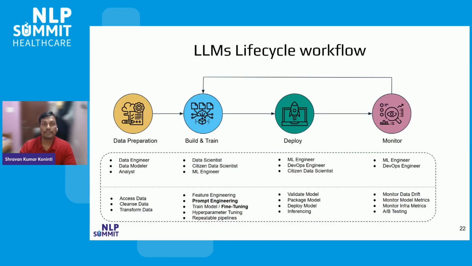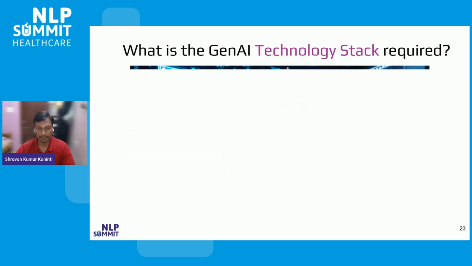Now, this is what the LLM life cycle workflow looks like. It has, again, similar stages to what I showed in the previous slides, the ML life cycle workflow, which has data preparation, building and training the model, deployment, and monitoring. Right? So if you look here, prompt engineering and fine tuning is the one that has been added, but the rest of the roles and responsibilities actually remain the same, based on the platform you are using. For example, if you are using Microsoft Azure, GCP, or AWS, based on the expertise, the roles might change a little bit, but the workflow remains the same.